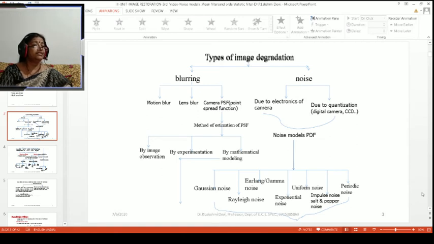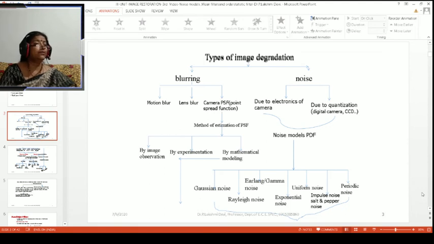The noises we have basically categorized into two types. One is due to the electronics of the camera: at the time of conversion of photonic energy into electronic energy, there is a chance of this particular noise being added. The other is due to the quantization process: at the time of converting the captured image into digitized form, quantization takes place, and some noise gets included in the images. That is also one type of noise to be considered.